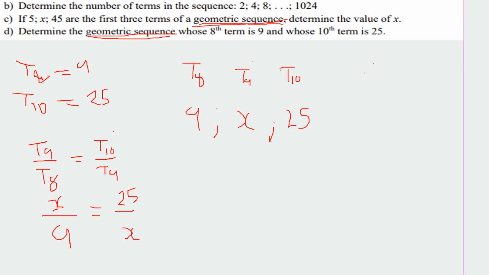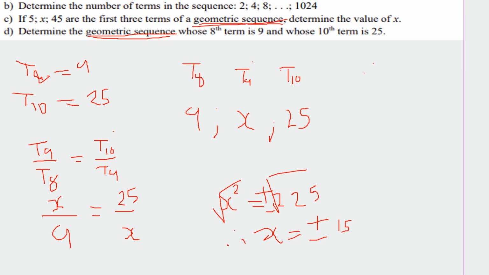When we cross multiply, it's going to be x squared equals 9 multiplied by 25. 9 multiplied by 25 is going to be 225. So we apply the square root. Remember, when you apply the square root, the answer can either be positive or negative. And therefore now the value of x will be plus or minus 15.